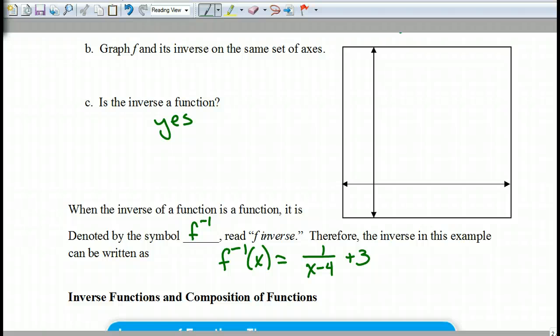There's a word of caution that I want to tell you. Please write this down. f of negative 1 is not 1 over f. Please, if you don't remember anything today, remember this. Normally when we're talking about a number to the negative 1, it is this, but we're talking about a function, so it's a little different. So that is not the case.